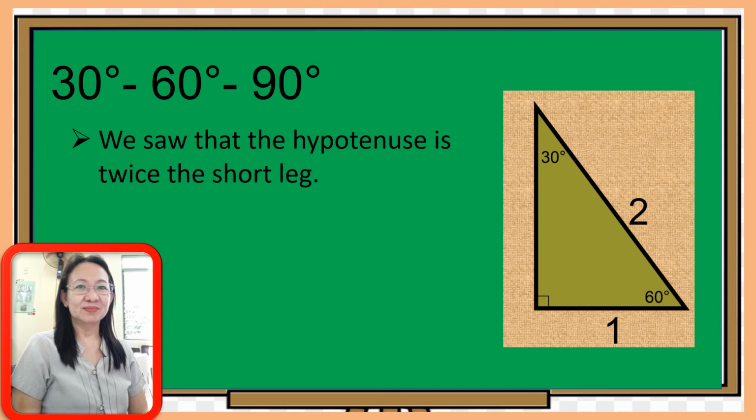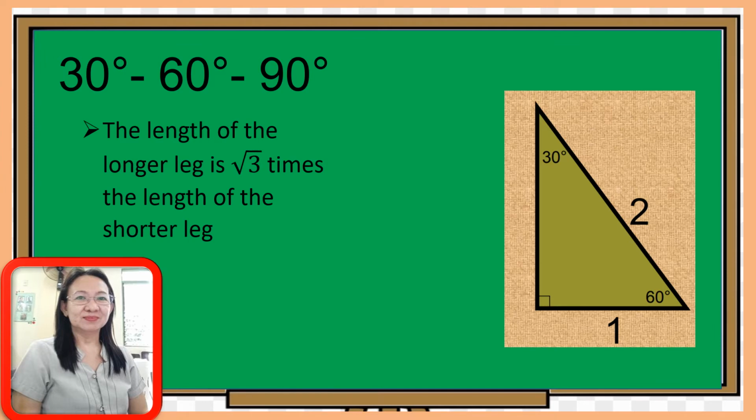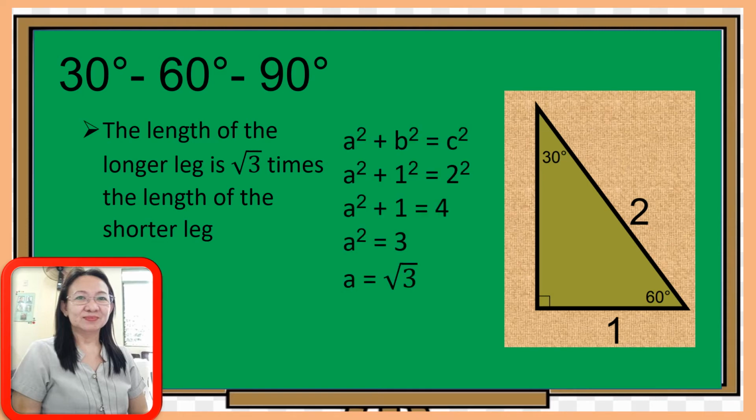We saw that the hypotenuse is twice the short leg because the base is 1 unit and the hypotenuse is 2 units. Therefore, the hypotenuse is equal to 2 times the shorter leg. Then, the length of the longer leg is square root of 3 times the length of the shorter leg.